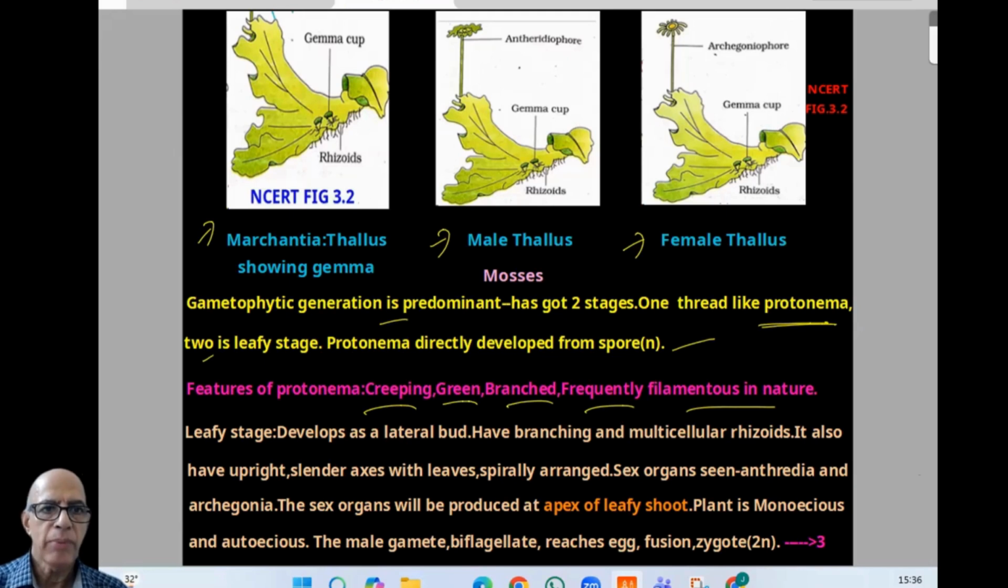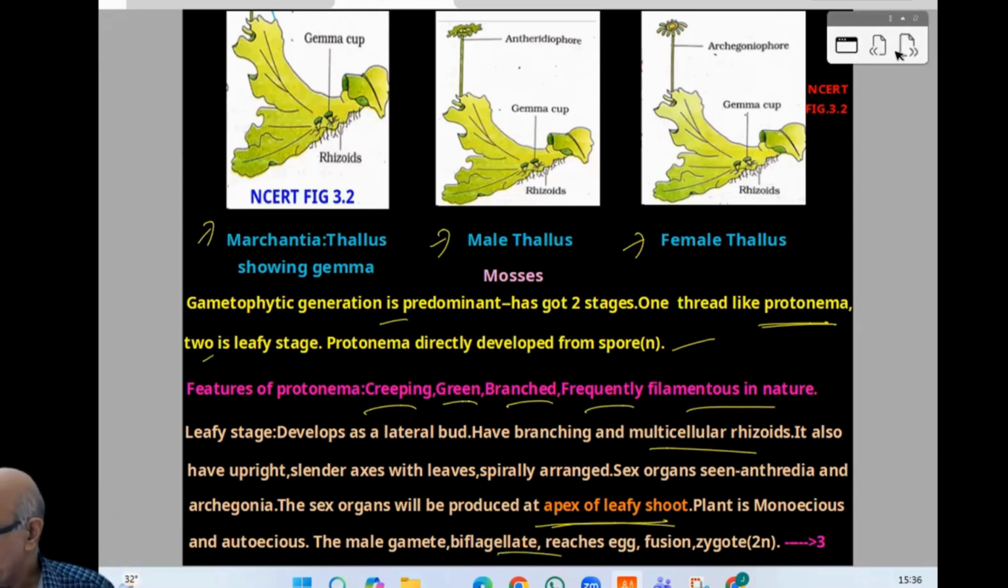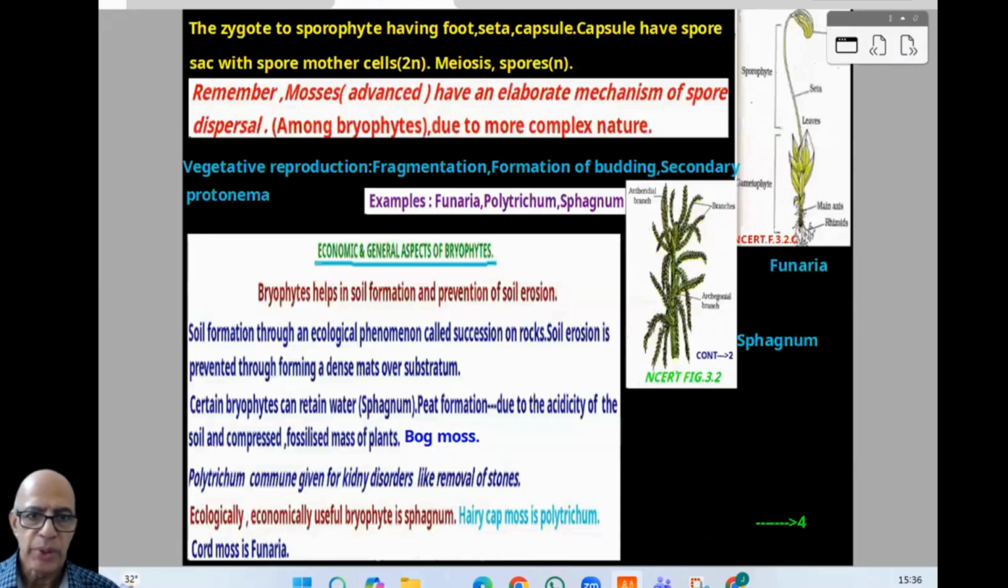Leafy stage. When we come to the leafy stage, it develops as a lateral bud, initially having branching and multicellular rhizoids. It also has an upright slender axis with the leaves spirally arranged. Sex organs seen are antheridia and archegonia. Sex organs will be produced at the apex of the leafy shoot, which is important. The plant is monoecious, that is autoecious. Then the male gamete, biflagellate, reaches and fuses to form the zygote. As usual, it is diploid. I think we can proceed to the next page.